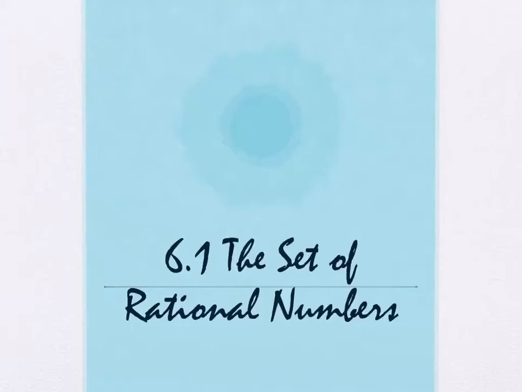So we're going to start today with section 6.1. It's titled The Set of Rational Numbers. There's a fair bit, I believe, at the beginning of this section where it just feels like you're just definitions and things. So bear with me. I promise it's not always going to be like that.